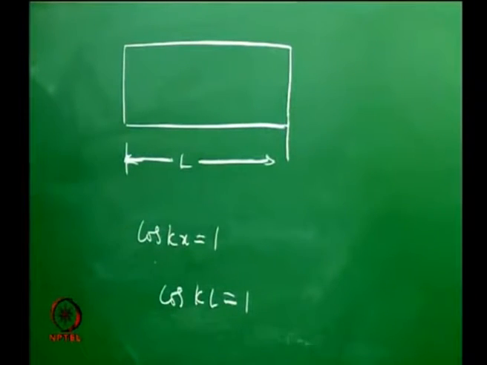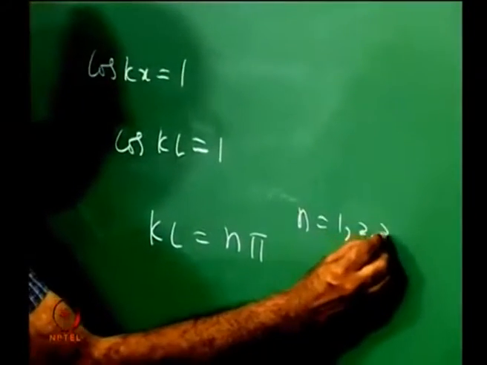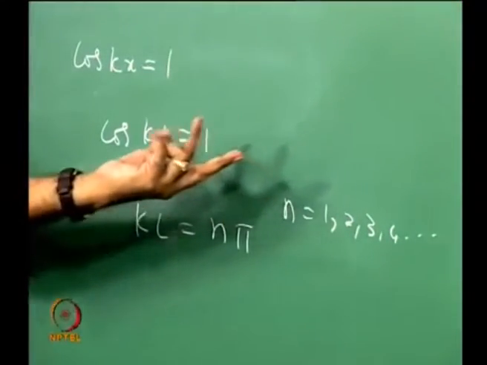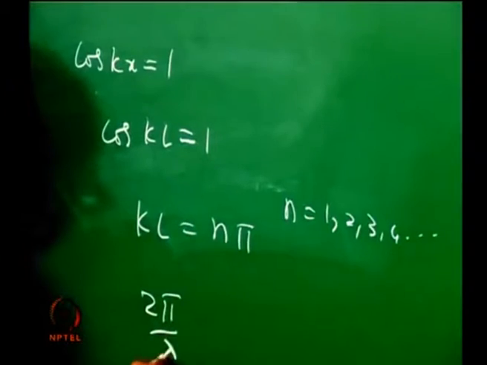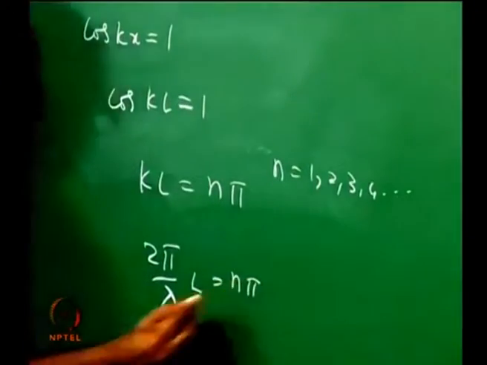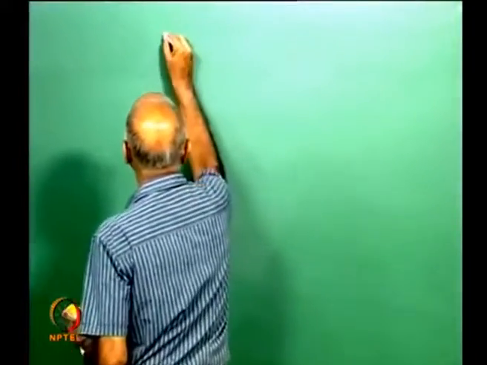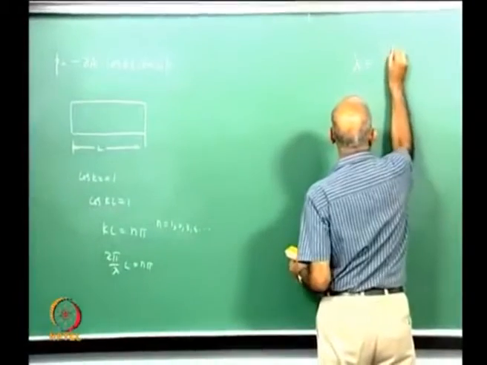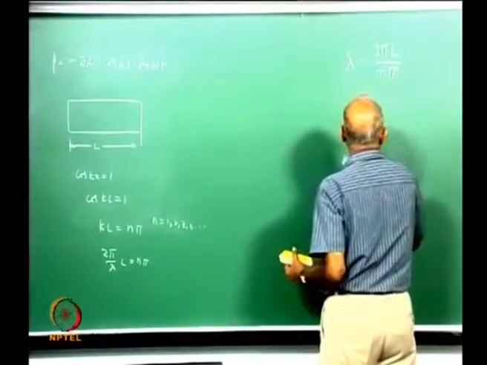If cos kL is equal to 1, kL is equal to n pi, where n could be 1, 2, 3, 4 and so on, because we have no control, it could be 180, it could be 360, it could be any number. And if kL is n pi, and k, the wave number, was equal to 2 pi by lambda, then 2 pi by lambda into L is equal to n pi, and we can simplify this equation to read: lambda comes on top over here, and therefore you have 2 pi L divided by n pi is the value of lambda.